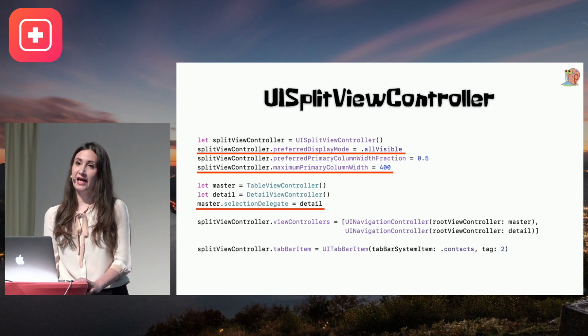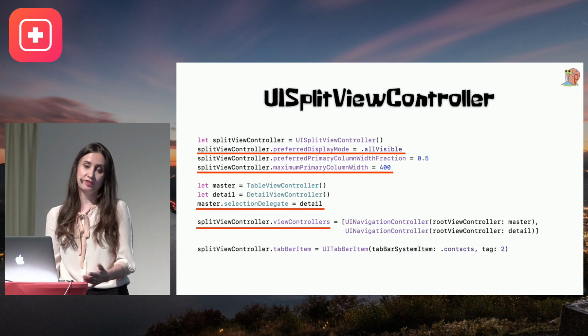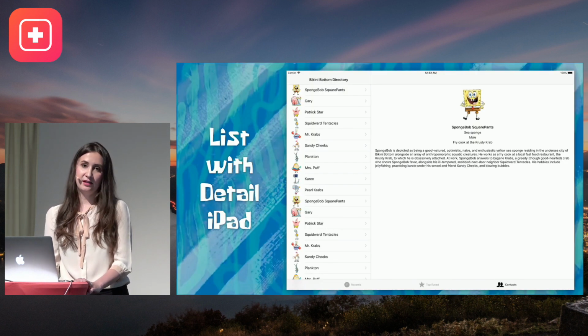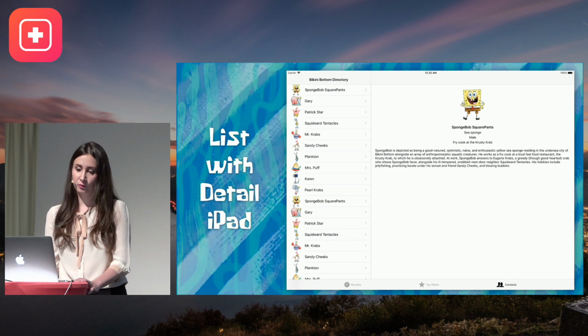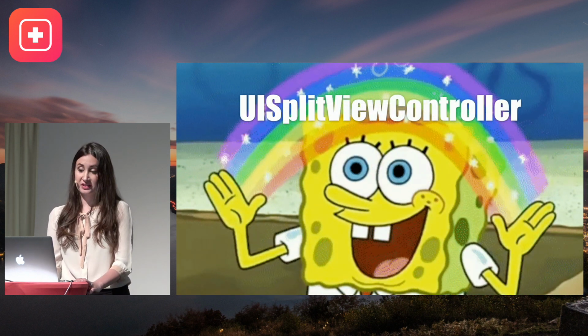We also need some sort of a mechanic for the master and the detail to communicate with each other. So in a separate class, I've created the selection delegate, and this is how they're going to talk to each other. And lastly, we just assign the view controllers. I'm embedding them in navigation controllers, but they don't have to be embedded. So this is what it looks like. We barely had to do any work, and it just worked out of the box. I think UI split view controller is a great element.